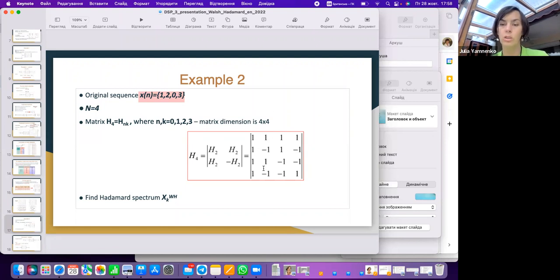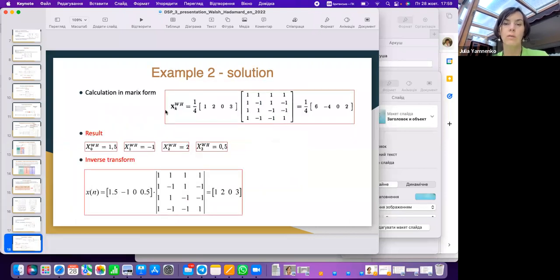So we just construct it using the recursive algorithm. It's very easy. And then we should find the spectrum. It's also easy. We just have to multiply our original function by this matrix, and don't forget to put the multiplier 1 over 4. 4 is the number of values in the original function. As a result, we will obtain this, and then the spectrum digits will be 1.5, minus 1, 2, and 0.5.